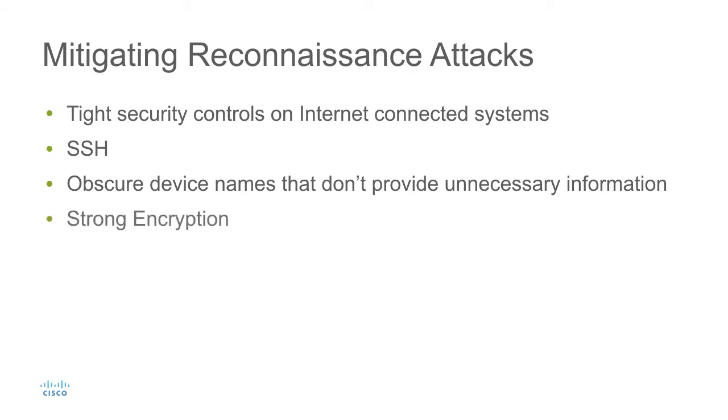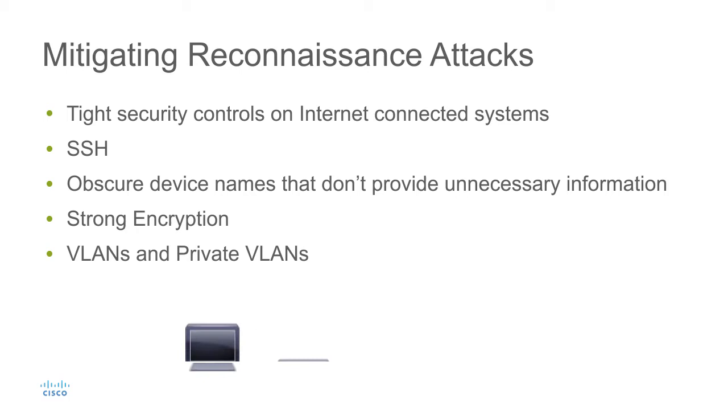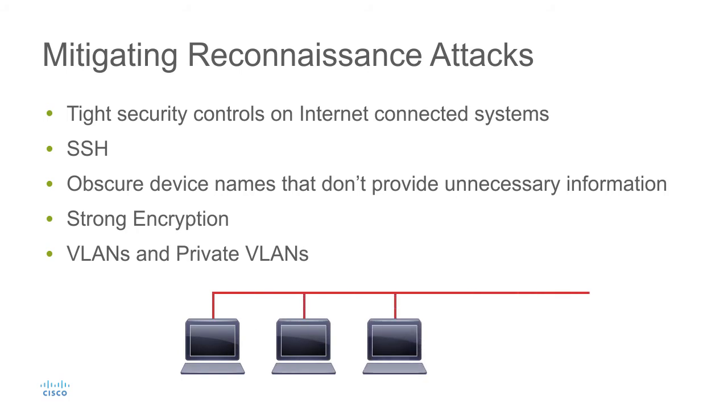We also want to, of course, use strong encryption, VLANs for isolation, and even private VLANs can be used in our networks to help mitigate recon attacks. In a private VLAN, we have multiple users that are all connected to the same main VLAN. Let's say they're all part of VLAN 5, but each port is isolated from one another.